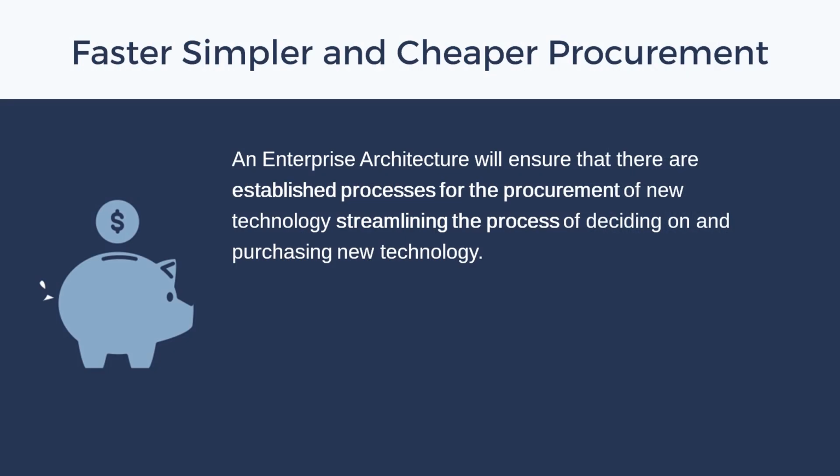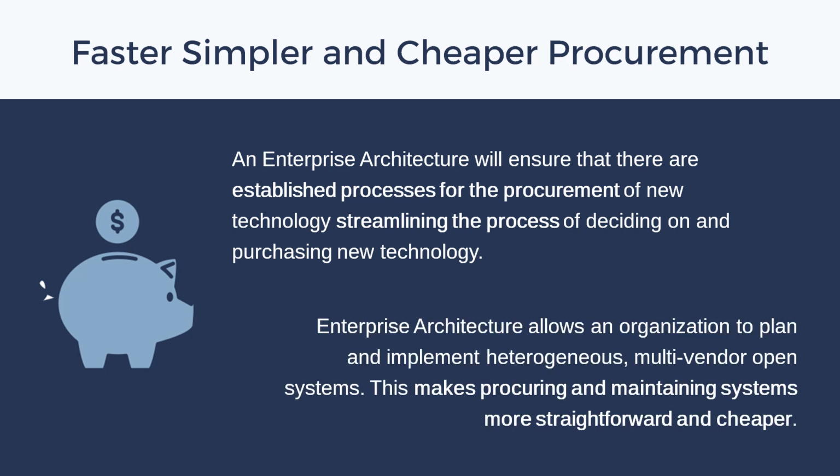An enterprise architect will ensure that there are established processes for the procurement of new technology, including rules around what can and cannot be procured and in what circumstances. It also helps embed those processes within the culture of the organisation. This streamlines the process of deciding on and purchasing new technology. Enterprise architecture allows an organisation to plan and implement heterogeneous, multi-vendor open systems. This makes procuring and maintaining systems more straightforward and cheaper.